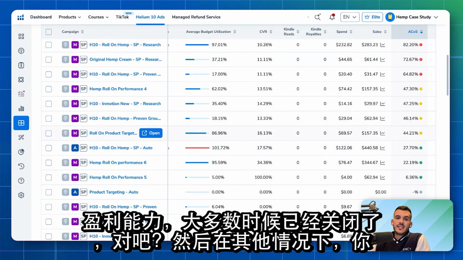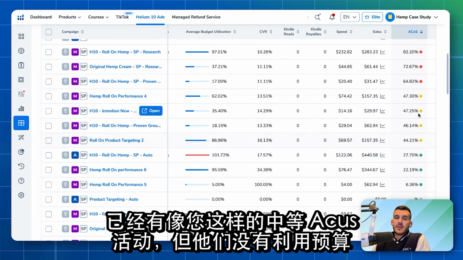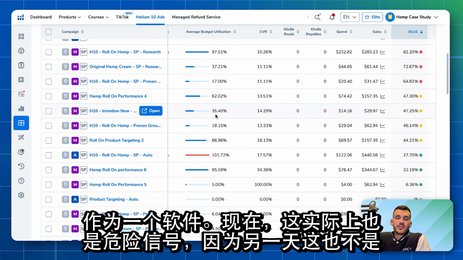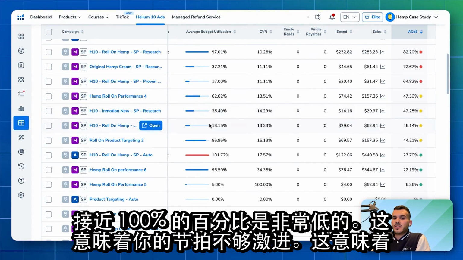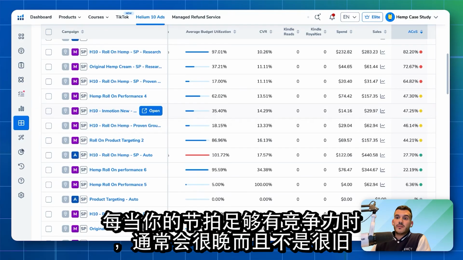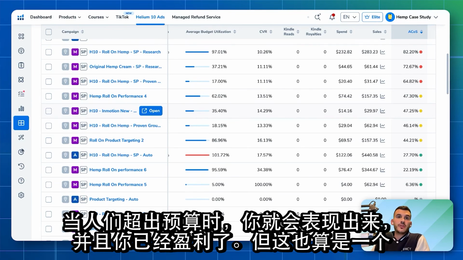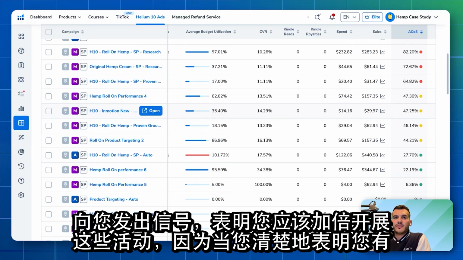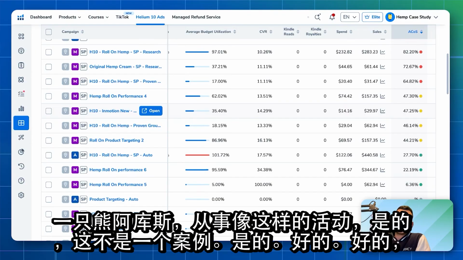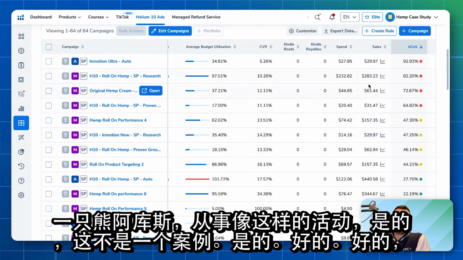And in other instances, you have campaigns, like your medium ACoS campaigns, that are not utilizing the budget as often. Now, this is also a red flag, because when utilization is not close to 100% and the percentages are very low, that means your bids are not aggressive enough. It means whenever your bid is competitive enough, which usually ends up being very late at night or when other people are out of budget, you are showing and you're being profitable. That should be a signal for you to double down on these campaigns, because when you show, you clearly have a better ACoS, unlike this one, where that's not the case.